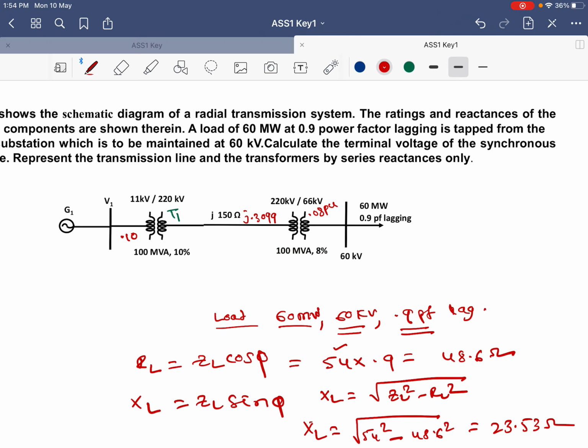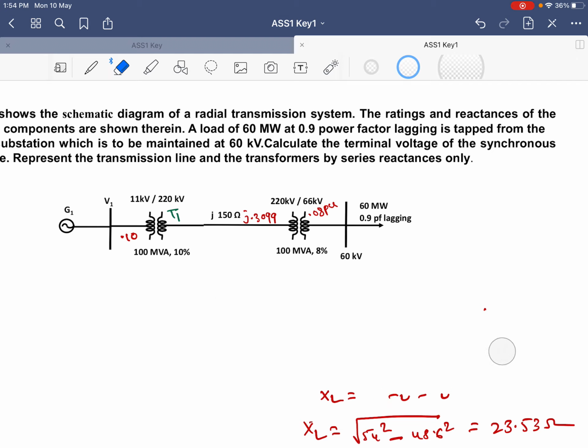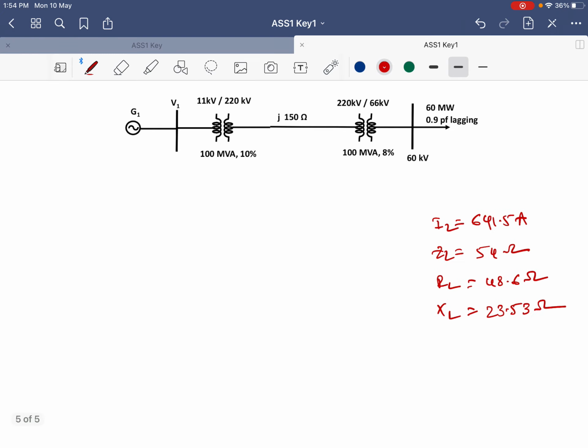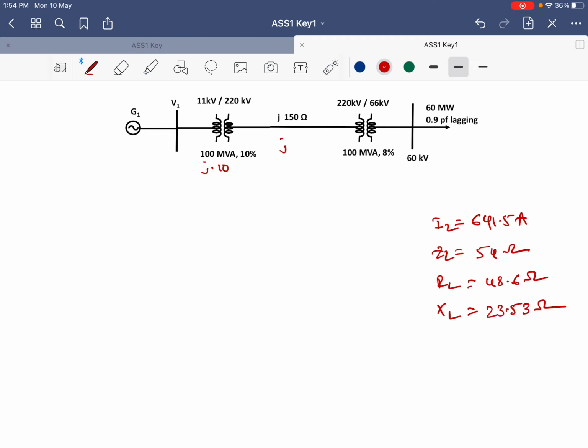The next step is to find out the per unit values. You have to find out the per unit value. I am specifying all the values in the next page here. That is, the reactance value of this is J.10, it is J.3099, it is 0.08. Now you have got 3 per unit values on the new base quantity.